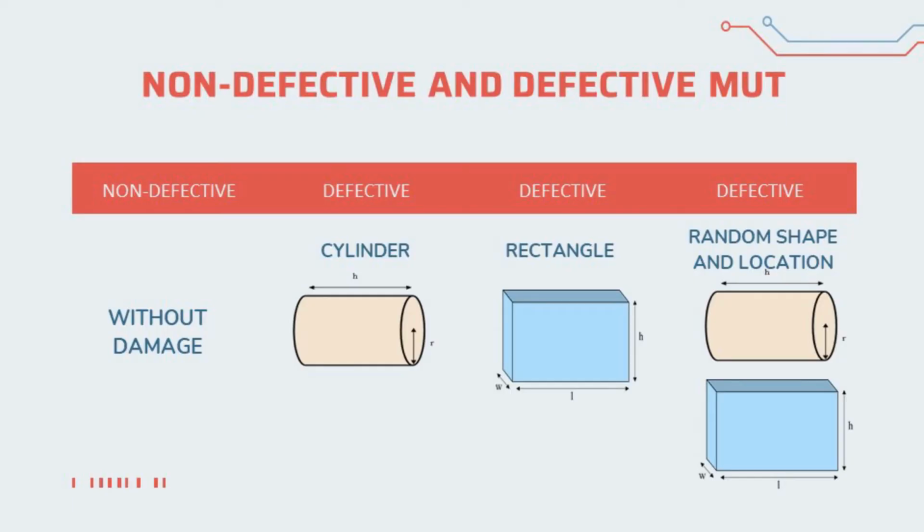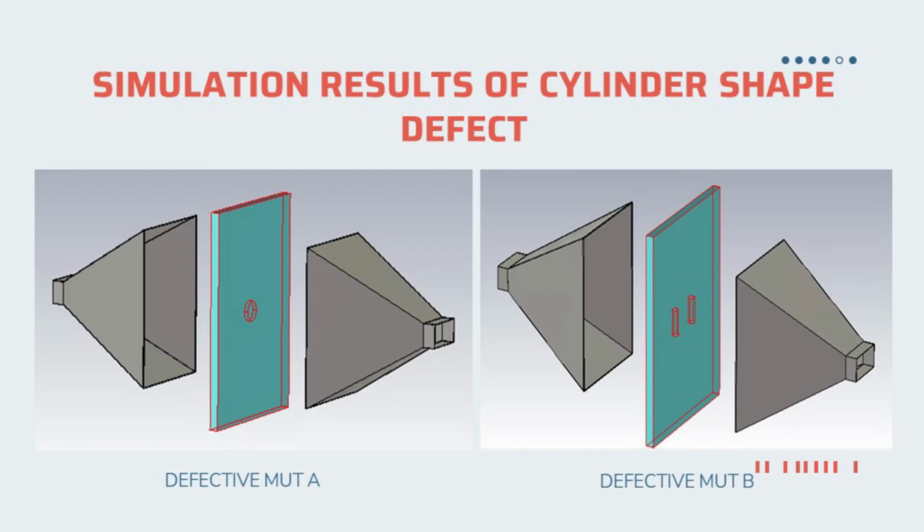This figure shows the non-defective and defective material under test. The defects introduced in the material under test have different shapes and dimensions and are also created in different locations in the material under test. Defective MUT-A has a defect in the shape of a cylinder created in the center of the material. For defective MUT-B, the defect in the form of two cylinders is created in the material under test.